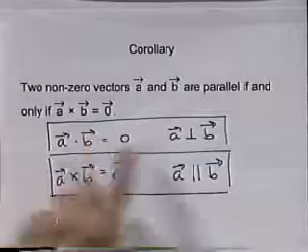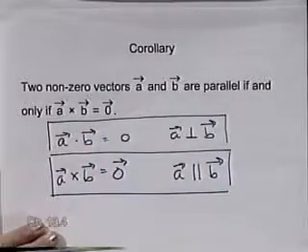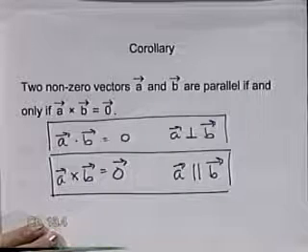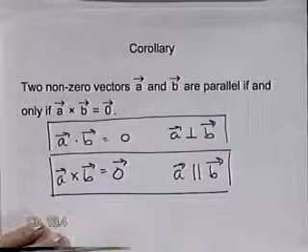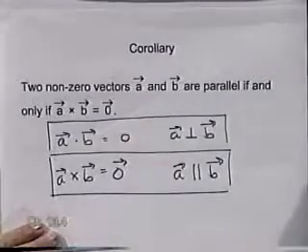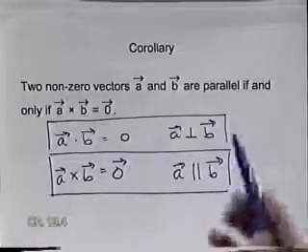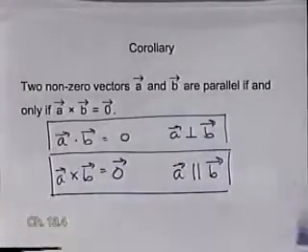So when the dot product is 0, you have perpendicular vectors. When the cross product is 0, you have parallel vectors. So it's a nice way to be able to check out parallel and perpendicular. By the way, if you give me two vectors and you ask if they're parallel, I just use the fact that two vectors are parallel if you can multiply the one by a scalar to get the other one.